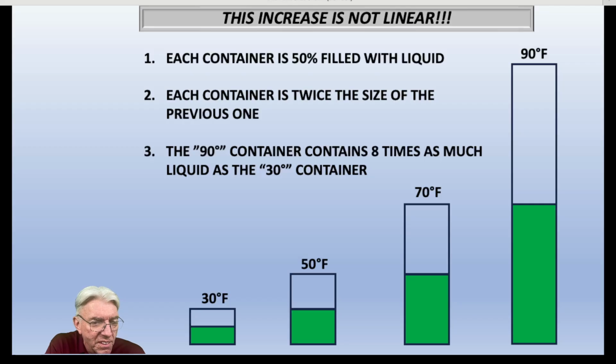It is 4 times as much as the amount of liquid that half fills up the 50-degree container, and it is 8 times as much as the amount of water that half fills up the 30-degree container. So for every 20 degrees that you increase the temperature Fahrenheit, you are doubling the capacity of the atmosphere to hold water vapor, which means at 90, the same relative humidity. All of these relative humidities are 50%, okay, because all the containers are half full. But there's 8 times as much water vapor in the air at 90 as there is at 30, even though the relative humidity is exactly the same in all 4 of those circumstances, okay?